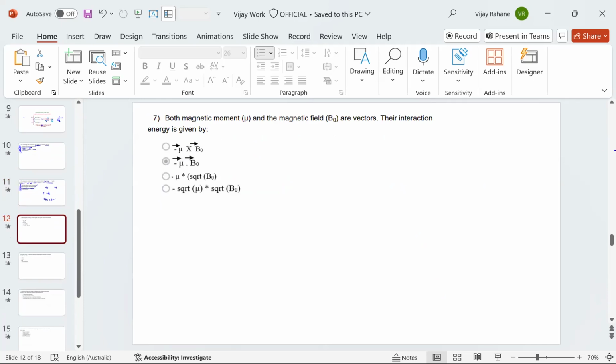The seventh question: magnetic moment mu and magnetic field B0 are both vectors. Their interaction energy is given by... Here it is given as a cross product, and here it is given as a dot product. You know the difference between a cross product and a dot product, right?